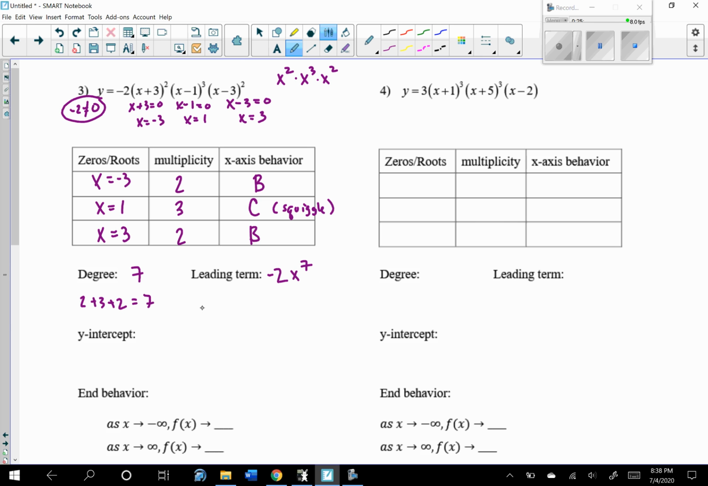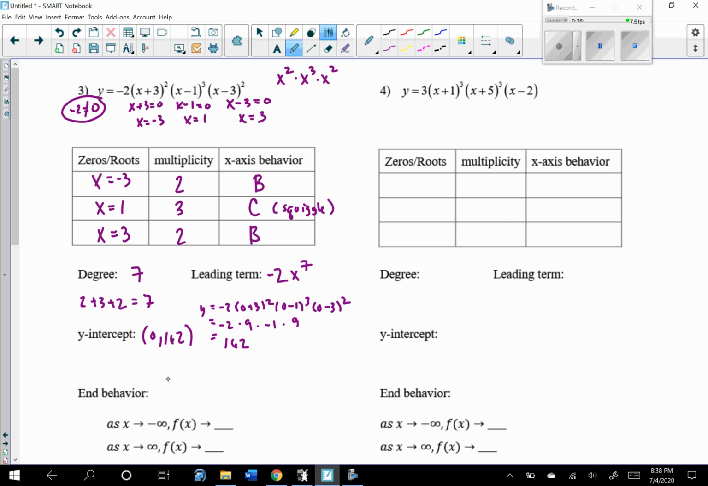The y-intercept: y is equal to -2 times 0 plus 3 squared times 0 minus 1 cubed times 0 minus 3 squared. So this gives us -2 times 9 times -1 times 9, which is equal to 162, because we have -81 times -2. So the y-intercept is (0, 162).